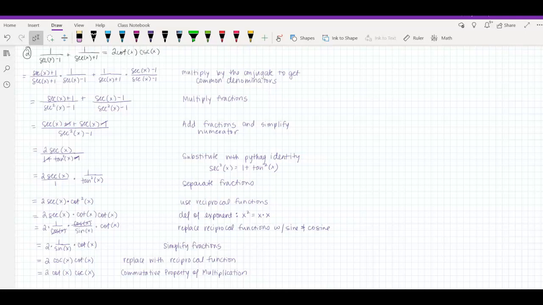And then I went through and wrote the reciprocal functions for the secant and the first cotangent so that I could get the cosines to go away. So now I have 2, 1 over sine, and 1 cotangent. 1 over sine is cosecant, and then again, commutative property to put that in the right order, like the number at the bottom.